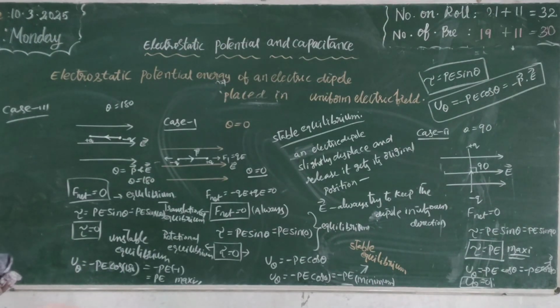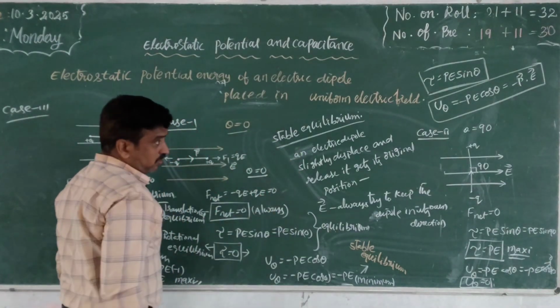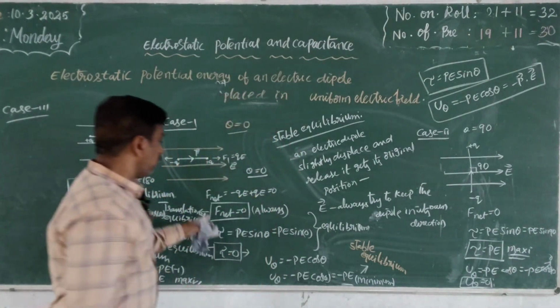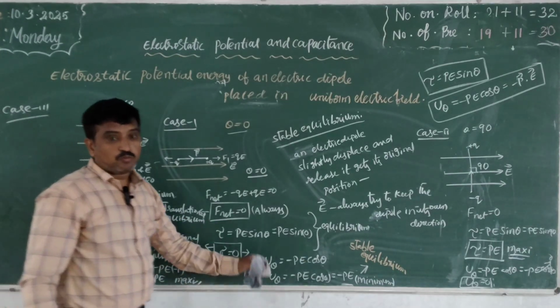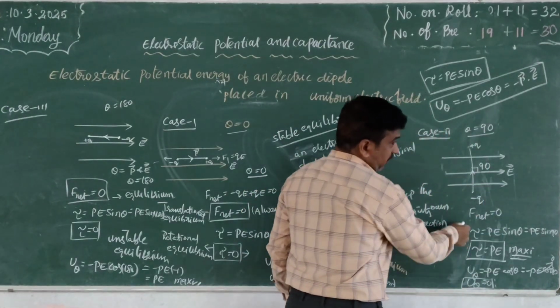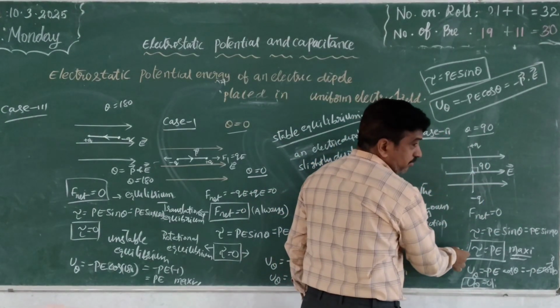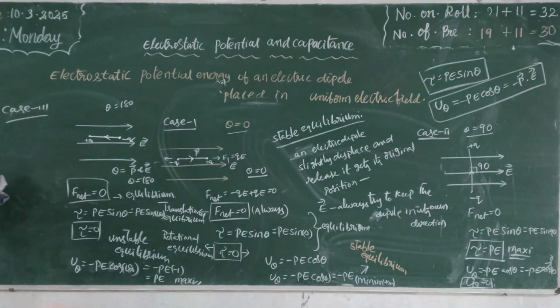These are the three cases. First case is theta equal to 0, stable equilibrium. F net is 0, tau net is 0. What is the potential energy? Minimum potential energy. In the second case, theta equal to 90, F net equal to 0, torque is maximum, potential energy is 0. Then the third case, theta equal to 180.